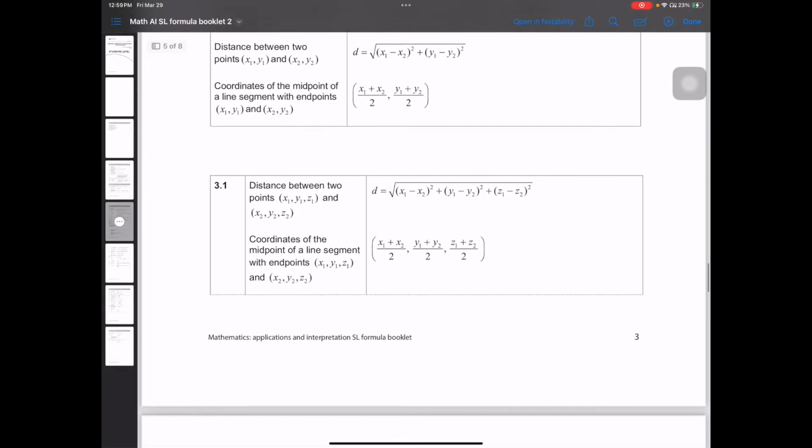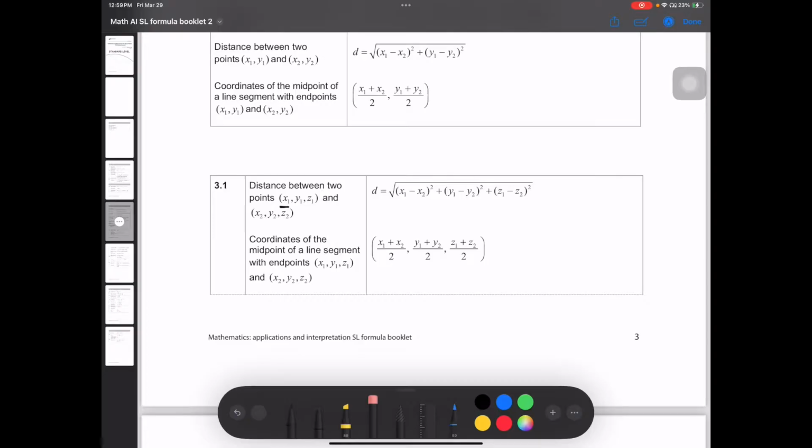Distance between 2 points when we have 3 dimensions, when we have x, y, and z. Okay, so here it is. Distance between x1 and x2, square that. y1, y2, square that. And then z1, z2, square that. So for this question, let's make sure to label each of the coordinates, and then we'll just use this formula.